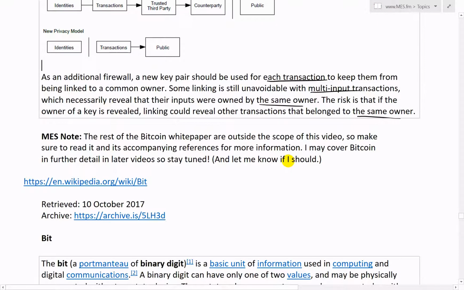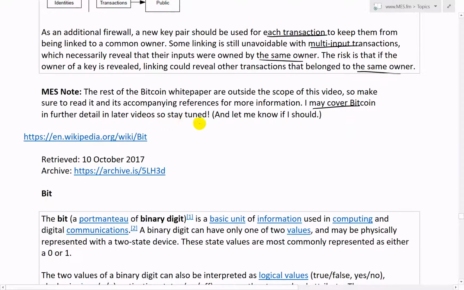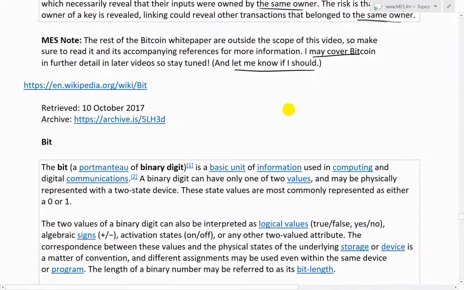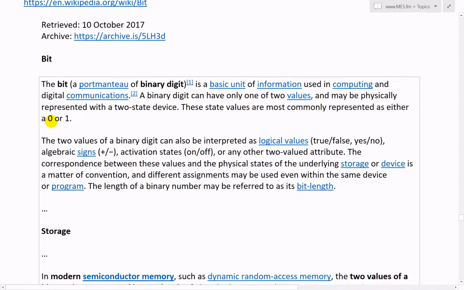And just note, the rest of the Bitcoin white paper is outside the scope of this video, so make sure to read it and its accompanying references for more information, especially the mathematics involved there. I may cover Bitcoin in further detail in later videos, so stay tuned and let me know if I should jump into it. So now I mentioned bits. Just want to go over it a bit, just to get a broad idea of it.